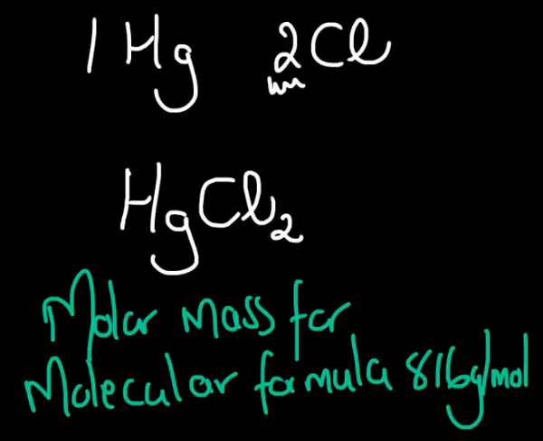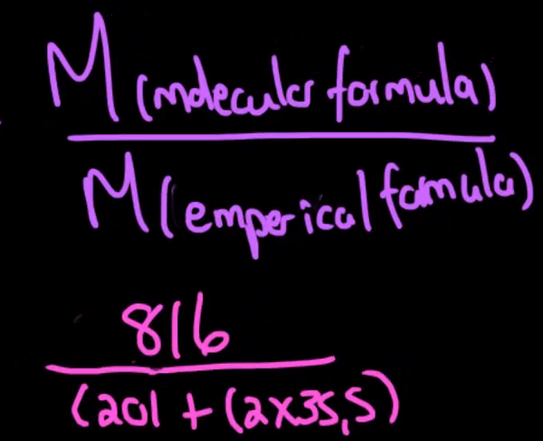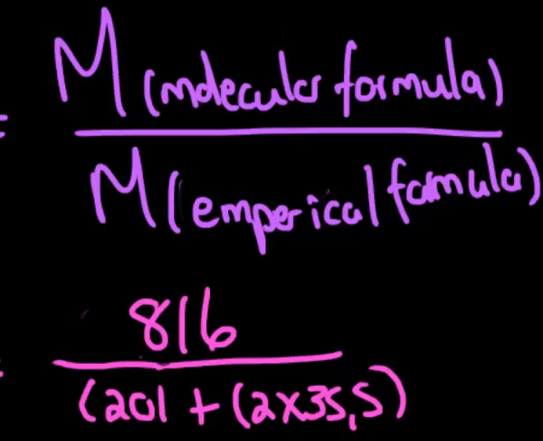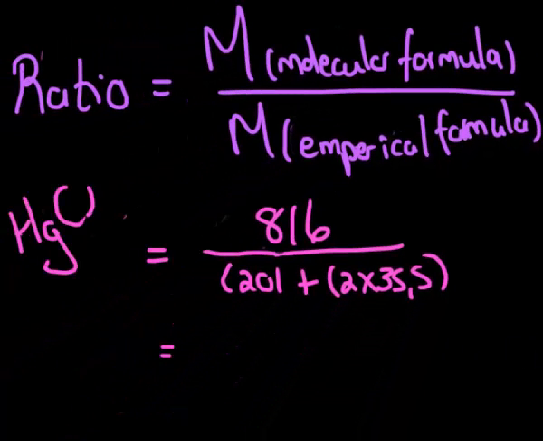So now from here onwards they tell us that the molar mass of the molecular formula is 816 grams per mole. Now from this information we can calculate the molecular formula. So let's go back again to our equation. In order to determine the ratio, we'll take the molar mass of the molecular formula, which was given in this case as 816, and we're going to divide by the molar mass of the empirical formula, which we'll need to calculate. Now remember, the empirical formula was given as 1 mercury plus 2 chlorines. So it's 201 plus 2 times 35.5, and this gives us a value of 3.